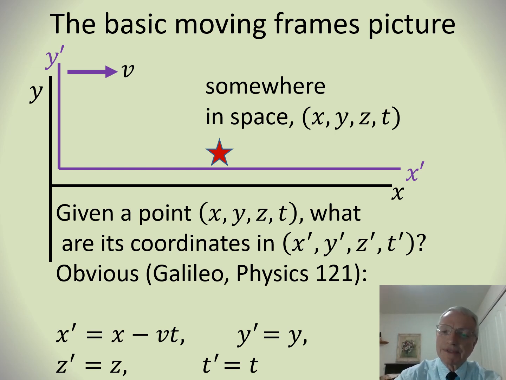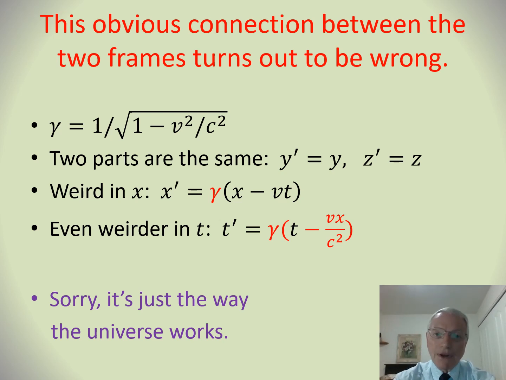Galileo said this seemed obvious. It was obvious to him, and it was obvious to Isaac Newton. And it was wrong. Even though it seems obvious, it's wrong. Because you can't have the speed of light move at the same speed in all frames if you do it this way.